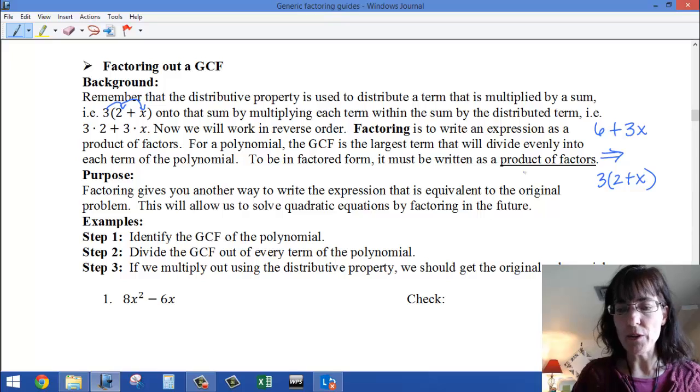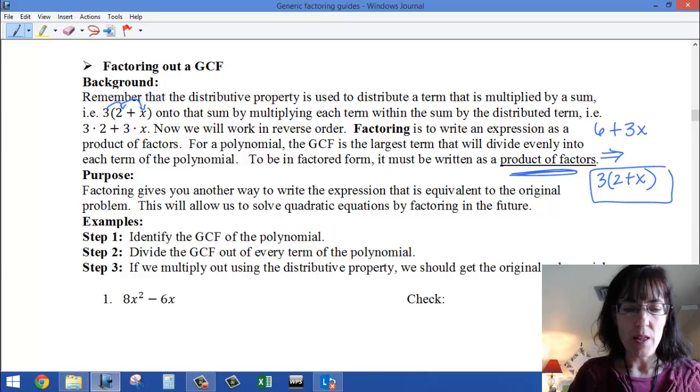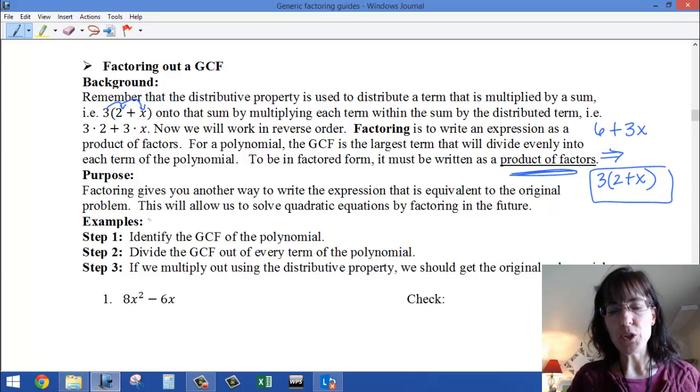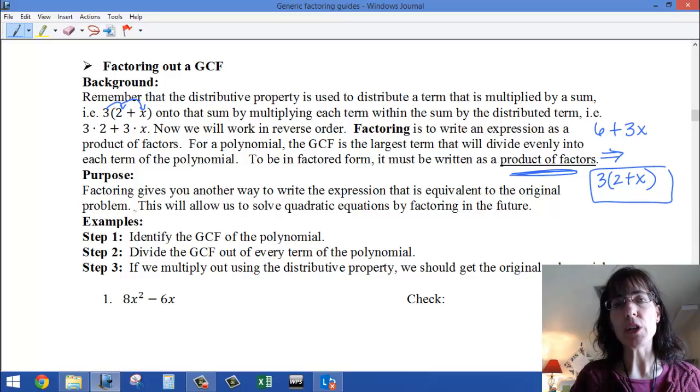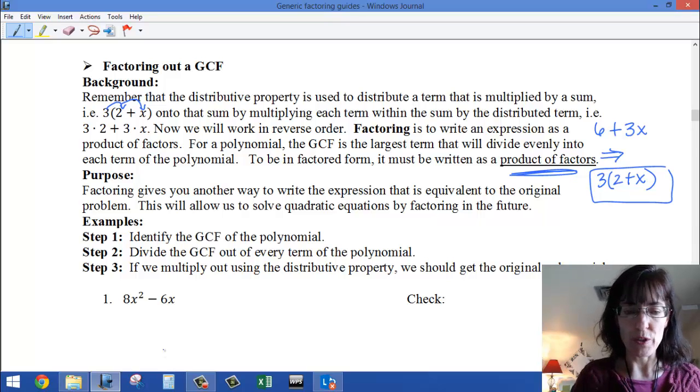So to be in a factored form, it has to be a product of factors, which would be this. And it gives you another way to write your expression. It's equivalent to the original problem. So if you do distribute and multiply out, you can check yourself. You should end up with what you started with. And it lets you solve quadratic equations by factoring in the future. That's what we're going to do soon.